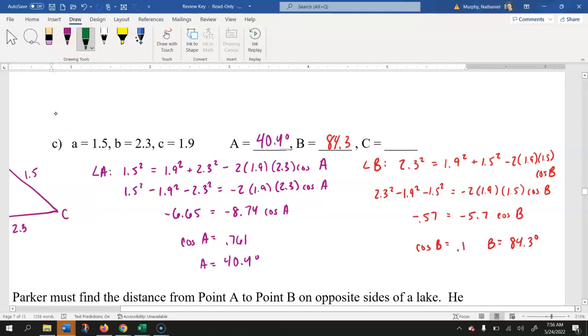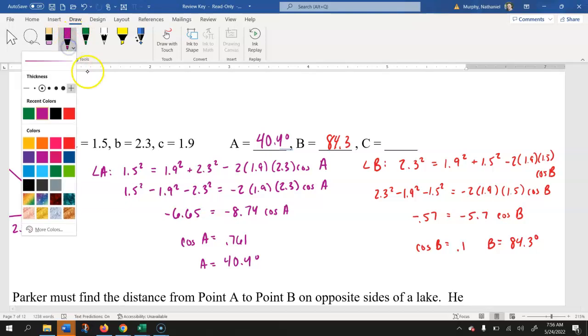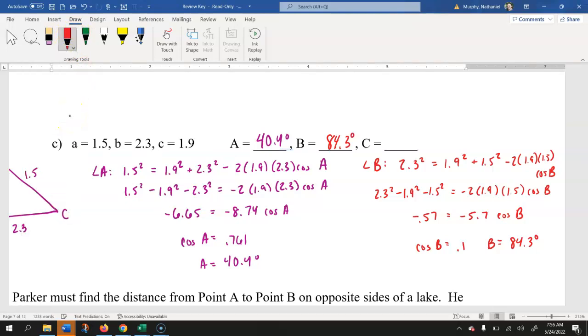And now to find angle C, we would just subtract 40.4 and 84.3 from 180, and when you do that, we get 55.3 degrees. So those would be your three missing angles for 26C.